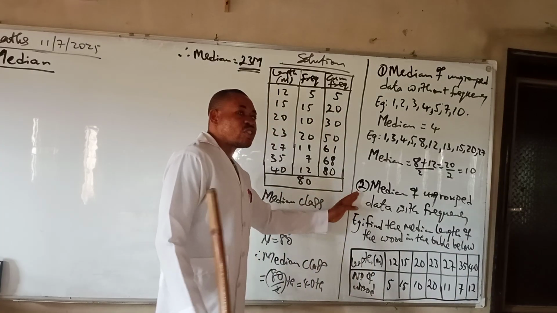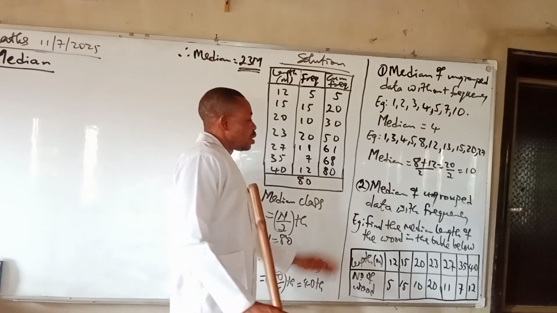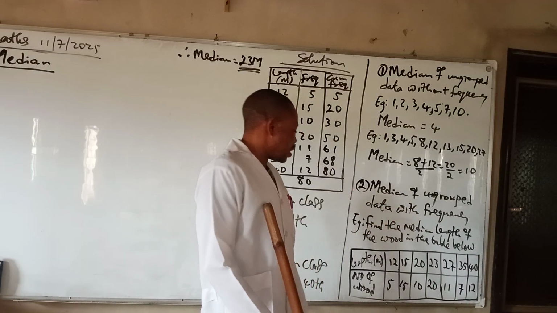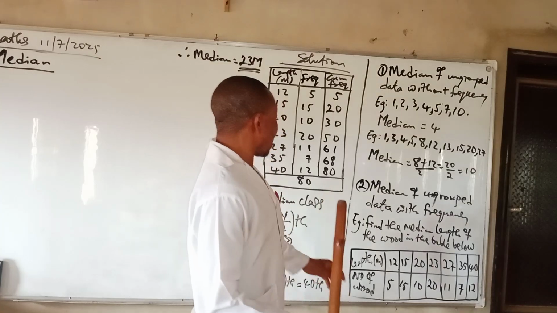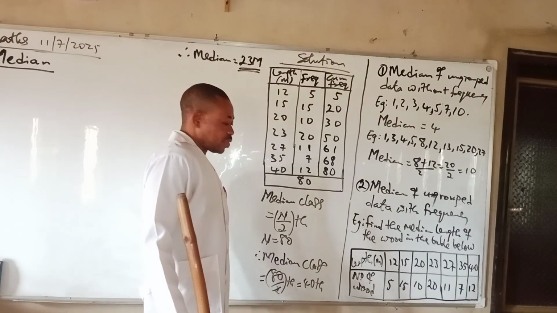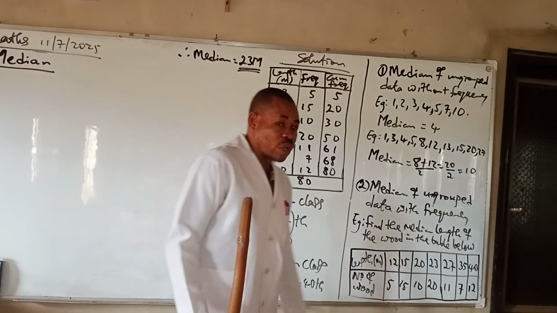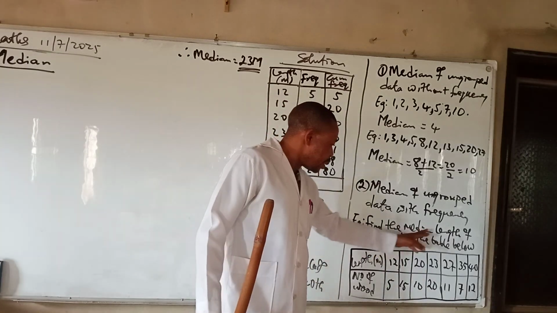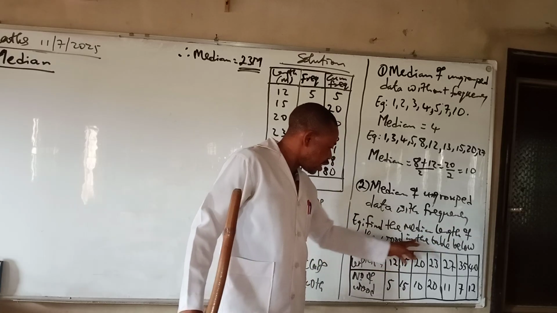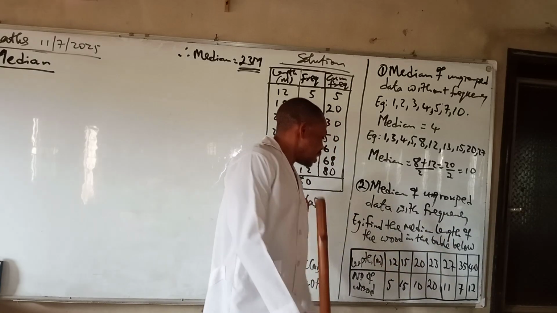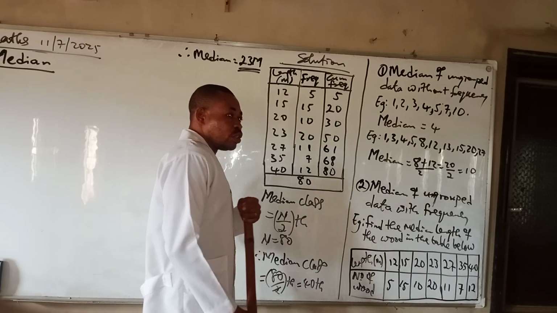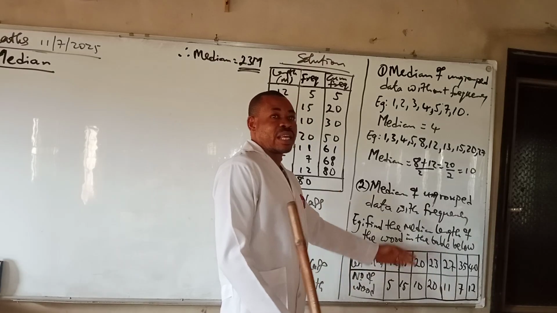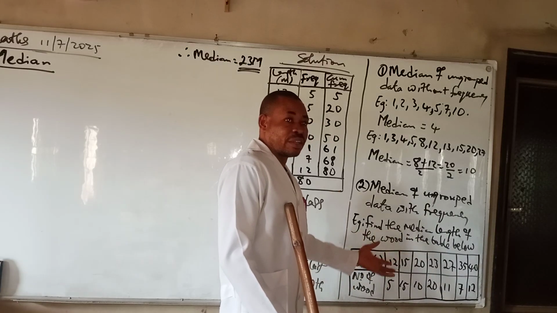Now, the second method of calculating median is the median of ungrouped data with frequency. So it has a little formula. Okay, let's go to the question straight. The question says, find the median length of the wood in the table below. Let's assume that we have some wood in a particular place, and statistical data is being taken from them.